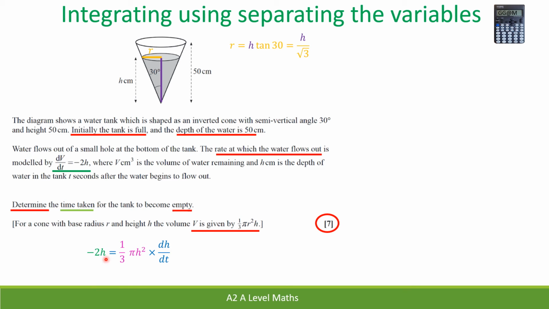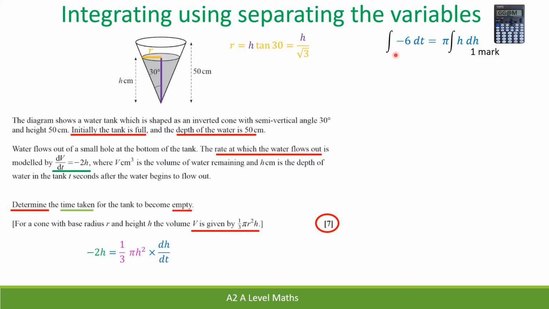I'm going to divide both sides by h to get rid of the h on the left hand side. So h squared divided by h is just going to be h. So I'm left with minus 6 dt is equal to pi times by h dh. From here, I now need to put integral signs in.